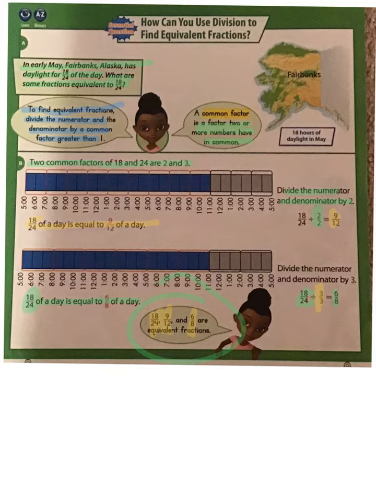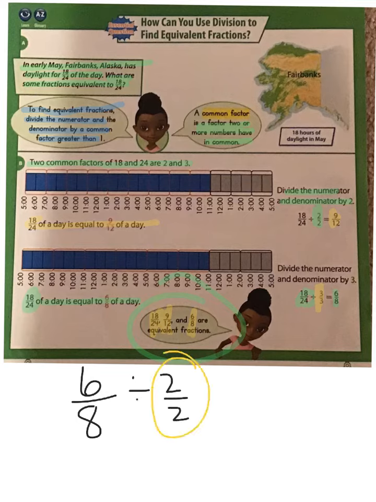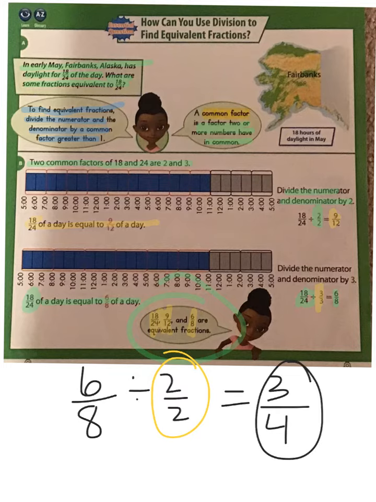And I can even take 6/8 and we can still divide that because they're both even. So we could divide both sides by 2, or 2 over 2, which is equal to 1 whole. And we can get 6 divided by 2 is 3, and 8 divided by 2 is 4. 3/4 is also an equivalent fraction to 18/24, 9/12, and 6/8.